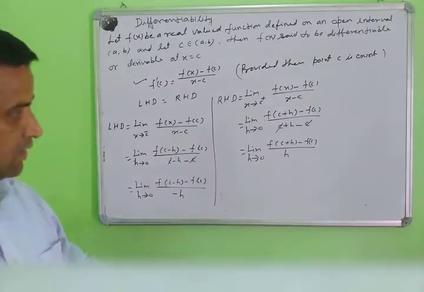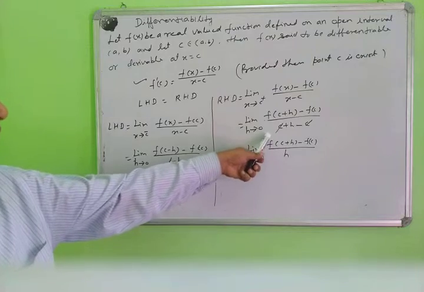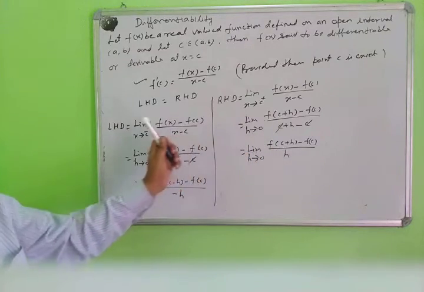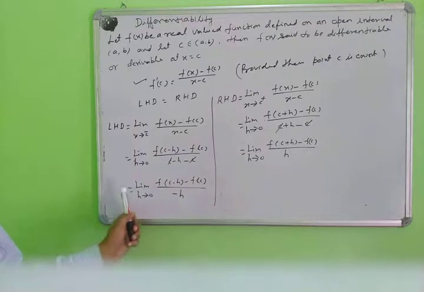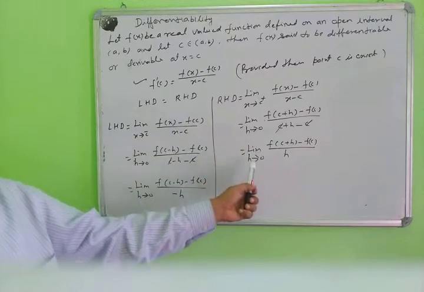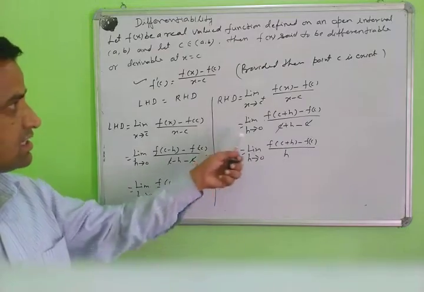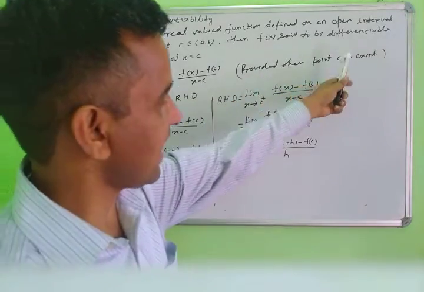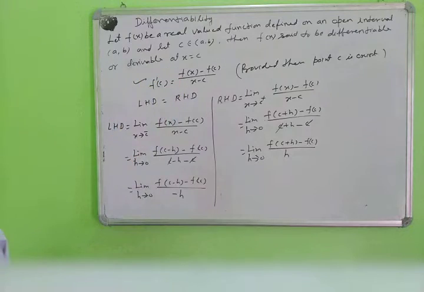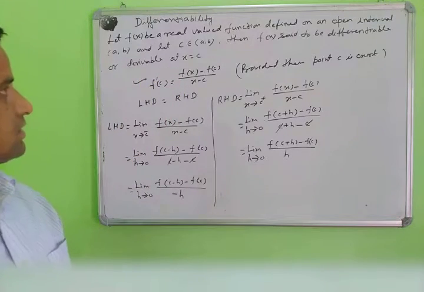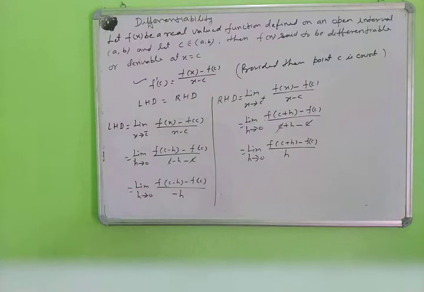Using these identities, we check the values: find the right hand derivative, and then find the left hand derivative. So this is the left hand derivative, and this is the right hand derivative. You will check at this point whether the derivative exists or not for the function. Very simple things.